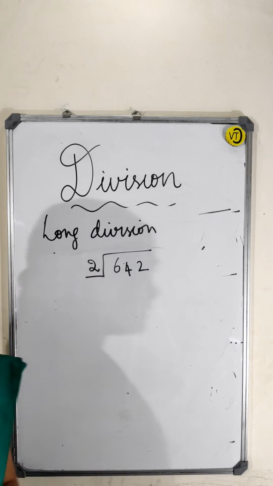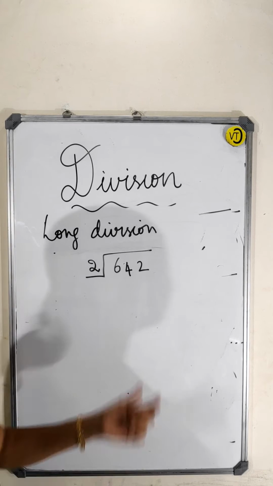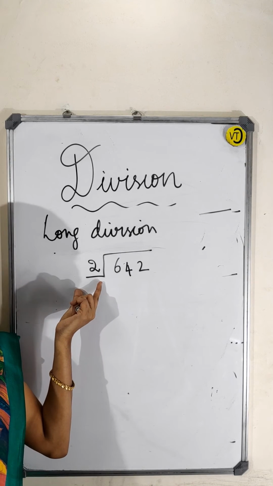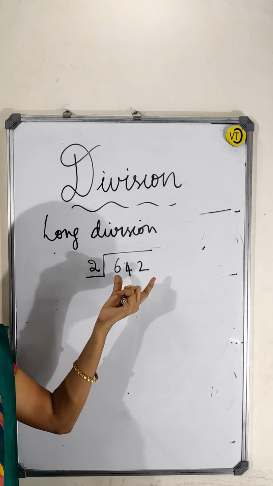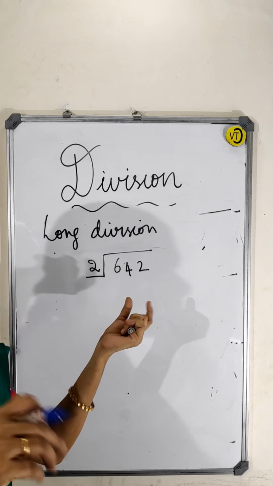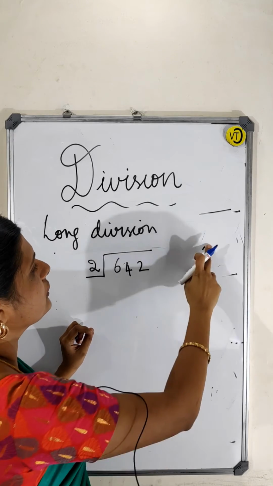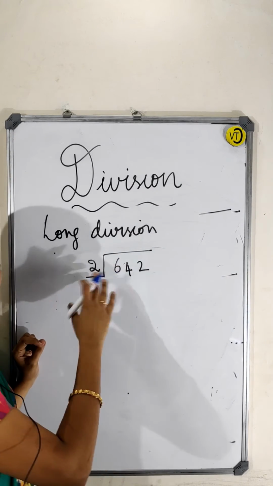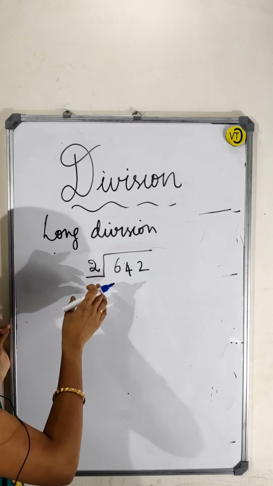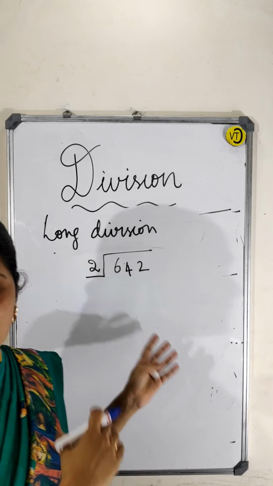Okay. First arrange the dividend and divisor like this. Which one is dividend, and which one is divisor?